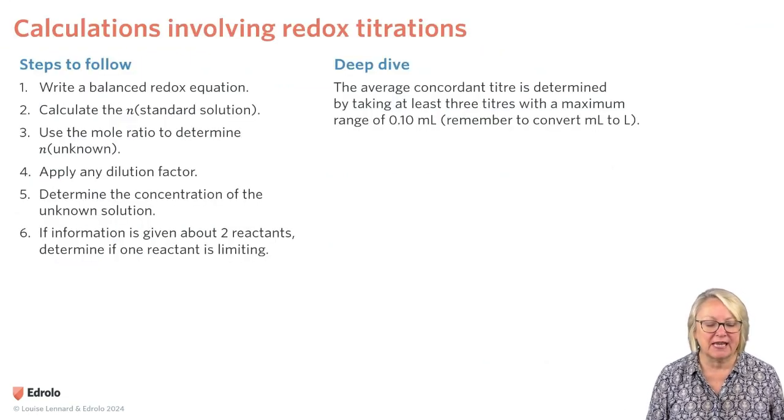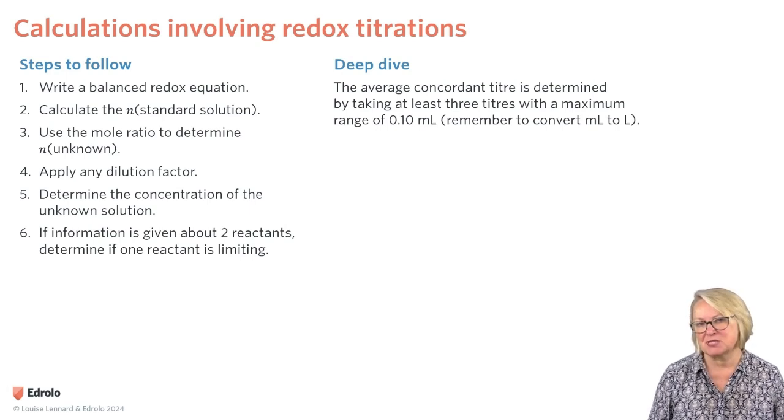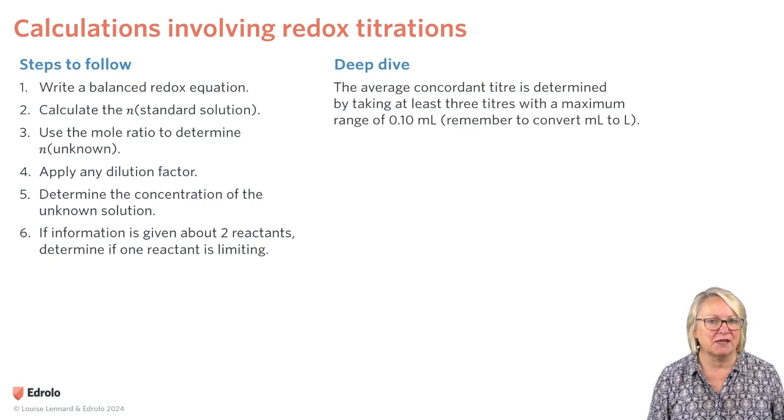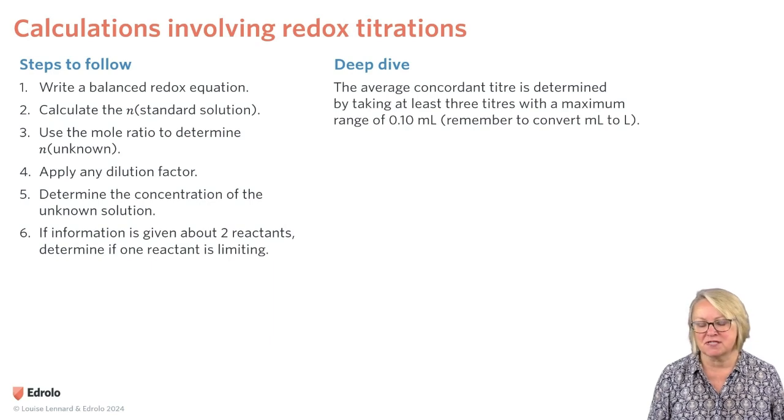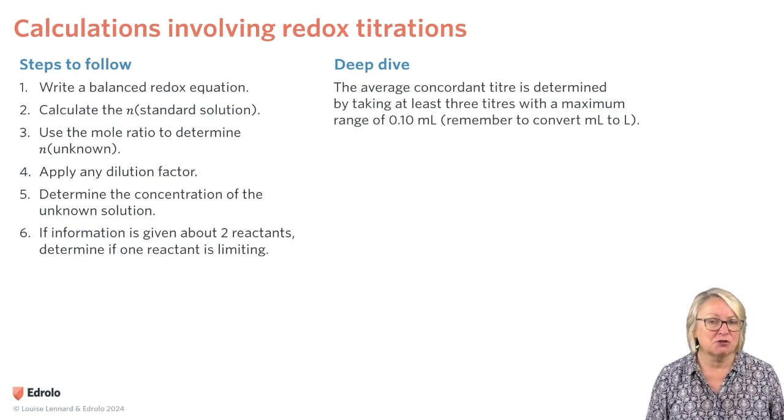Okay, now we need to look at calculations involving redox titrations. So there's a number of steps that you can follow. First of all, write a balanced redox equation. Second, calculate the number of mole of the standard solution. That's the solution with an accurately known concentration. Use the mole ratio to determine the number of mole of the unknown that you're trying to solve. Apply any dilution factor if a volumetric flask has been used and an aliquot has been taken from that. Determine the concentration of the unknown solution.